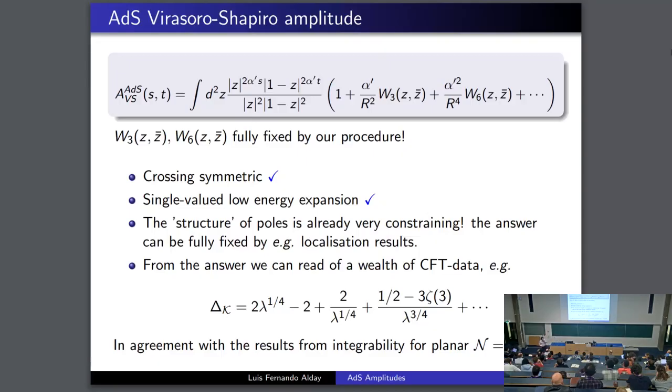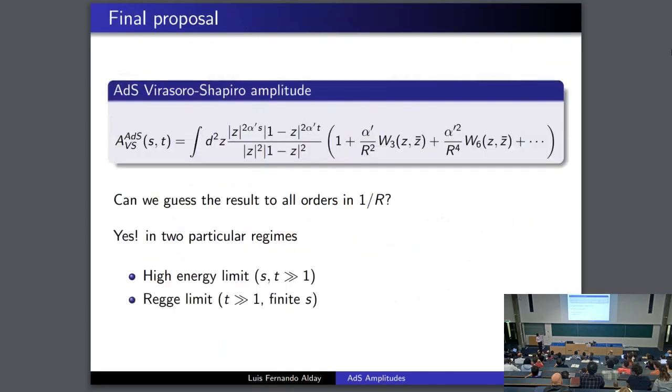Do you think you can resolve that series? It's a series in alpha prime. Oh, that would be an expansion of something. Beautiful. Let me do that. Yeah. So of course, Costa's question is an amazing question. And can we guess the result to all orders in 1 over R? Okay. And yes, but only in particular regimes.